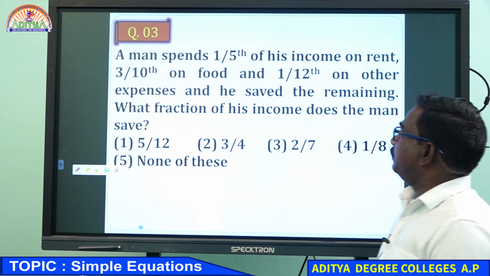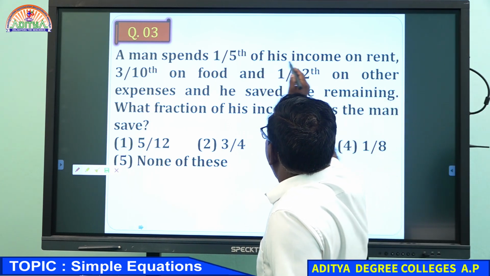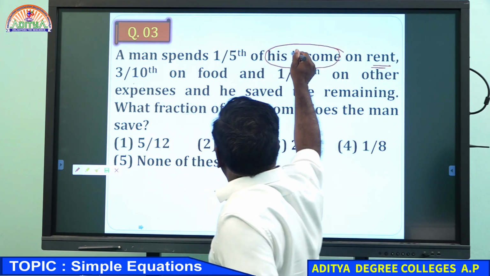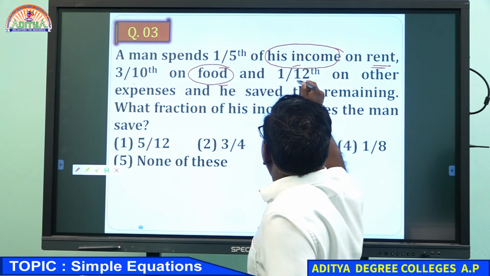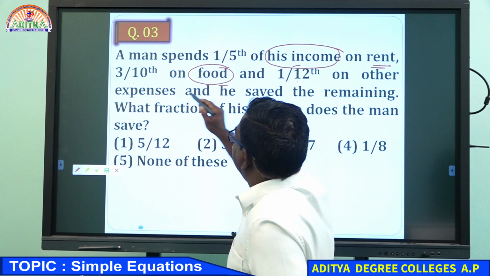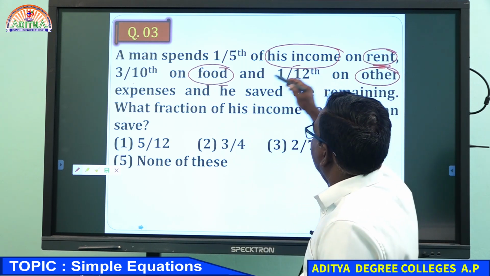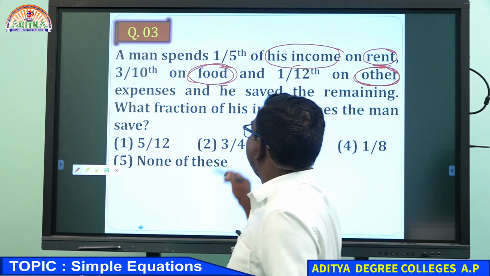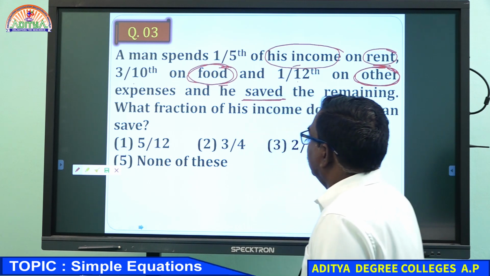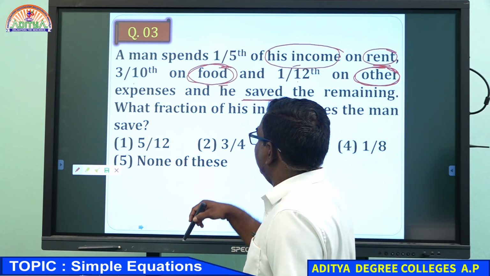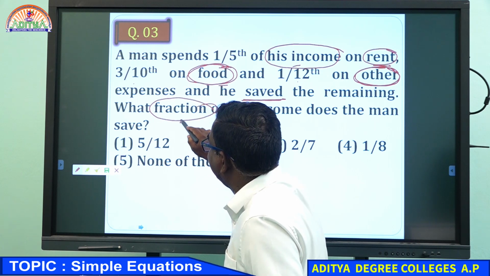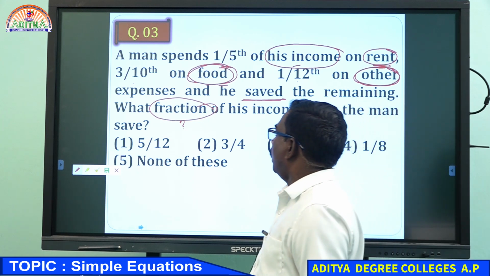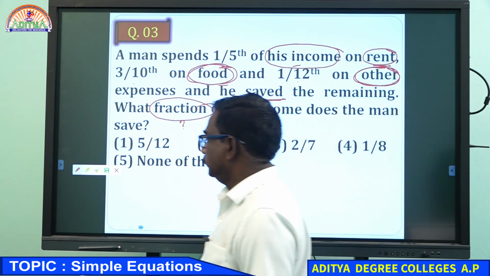A man spends 1/5 of his income on rent, 3/10 of his income on food, and 1/12 of his income on other expenses. One is rent, another is food, and the third is other expenses. The remaining amount is saved. Now, how much of the income is saved? The answer is asked in fraction. Just try, you can discuss now.